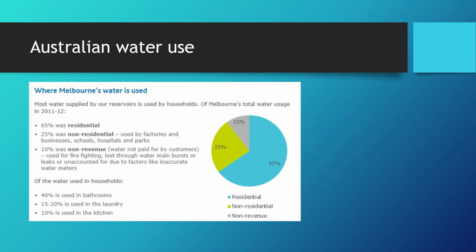So I'll just have an example of where Australian water is used, and this is a Melbourne example in 2011 and 12. So you can see from the pie chart on the right that 65% of all the water used in Melbourne was actually for residential, so that's just for homes, 25% for factories, hospitals, businesses and things like that, and 10% was water that wasn't for use, so that's burst water mains or firefighting or leaks and things like that. So of that 65% in residential, 40% is used in the bathroom, so obviously for showers and baths, brushing your teeth, 15 to 20% for laundry, which is just washing your clothes, and then another 10% in the kitchen, so washing your dishes, rinsing out your bowl, washing your vegetables.